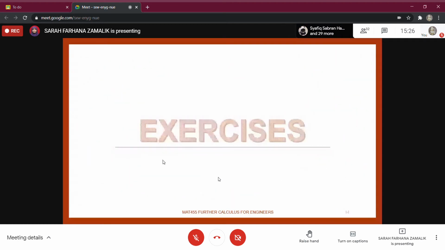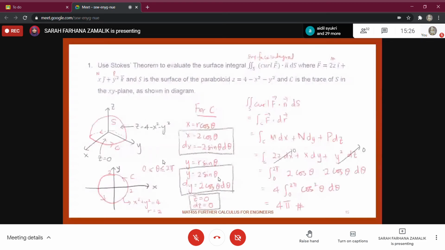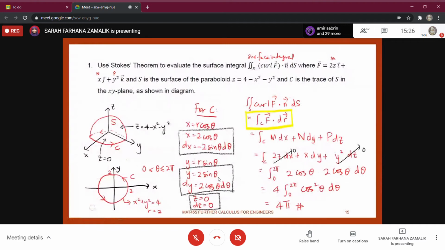So let's go through the exercises. So number 1, exercises number 1. The question asks you to use Stokes Theorem to evaluate the surface integral. So when you evaluate, you must show the line integral. Okay, that's why you read the question carefully. If you show the wrong one, yes, your marks will be zero, because you did not understand the question. So number 1, use Stokes Theorem to evaluate the surface integral. Hence, show the line integral.